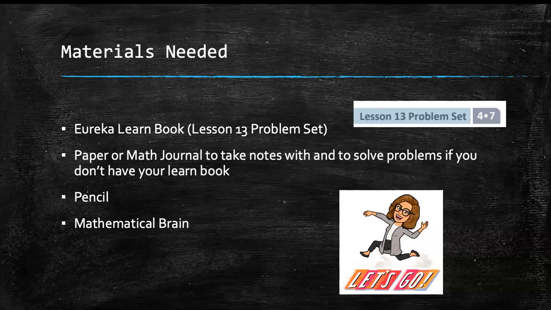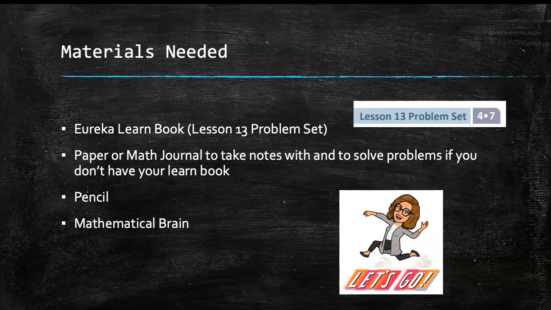But you will need some paper or math journal to take notes with and to solve problems. Even if you do have your learn book, I would like you to have some paper or your math journal in order to take those notes. You need a writing utensil. I prefer a pencil, but you can take whatever you need to be able to write with. And of course, your mathematical brain. Go ahead and pause the video. Make sure you have all the materials you need. And as soon as you're ready to go, please push play and we'll get started.